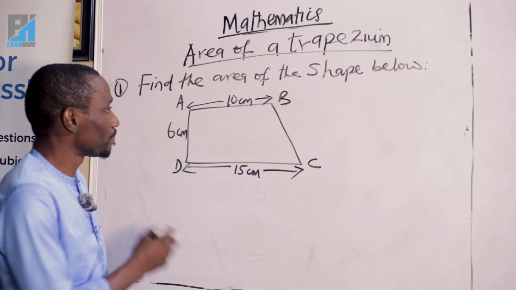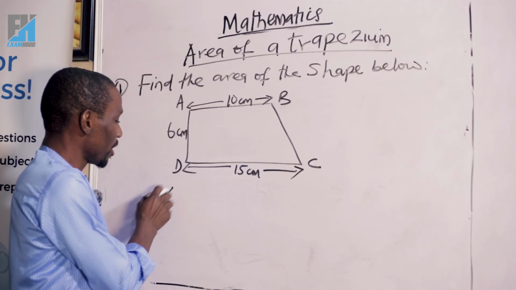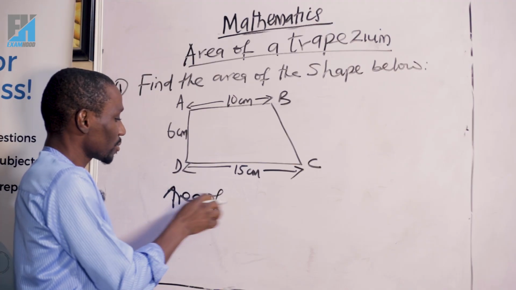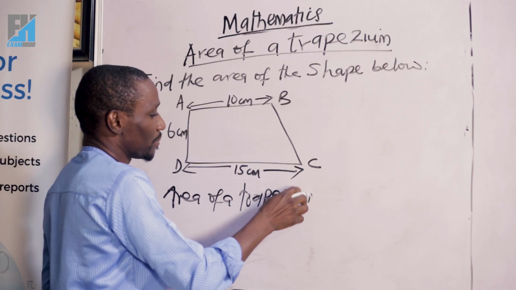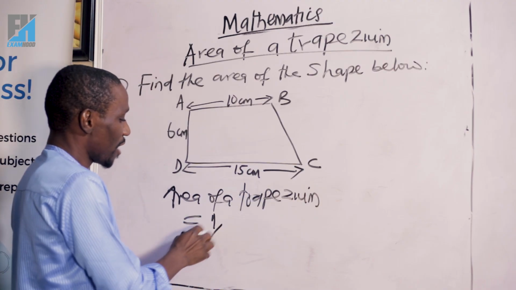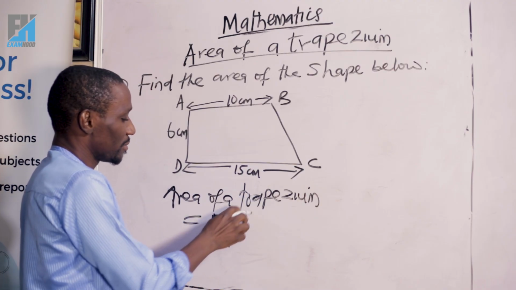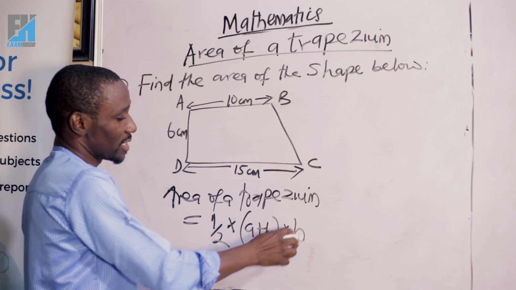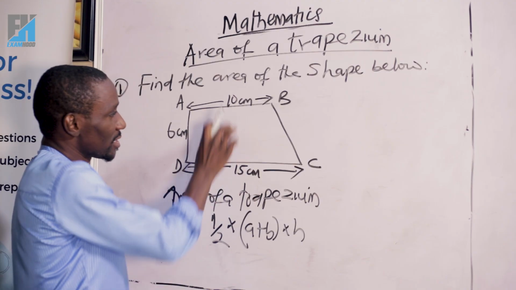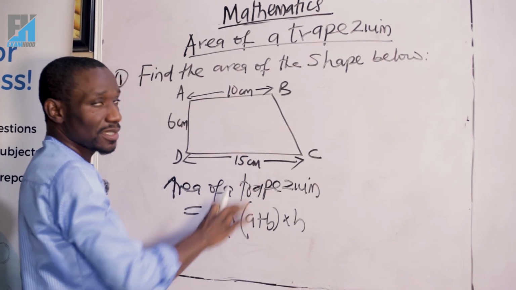Let's look at the area of a trapezium. Area of a trapezium is given by half times A plus B times height. A and B are the two opposite sides.